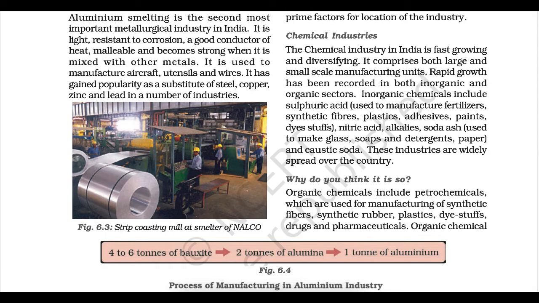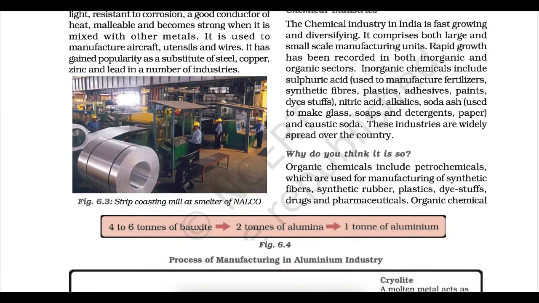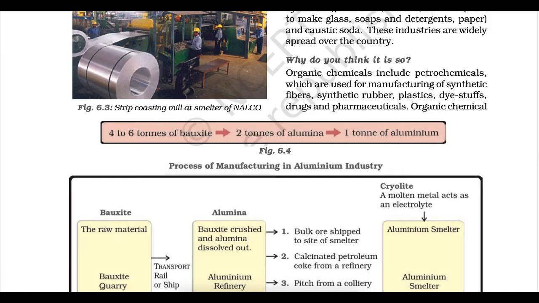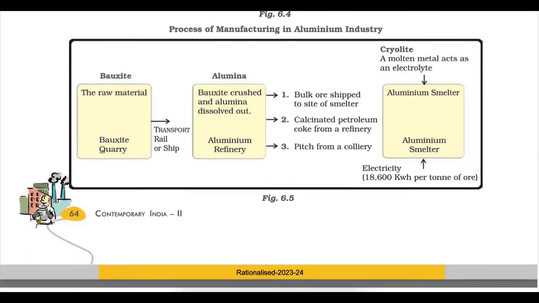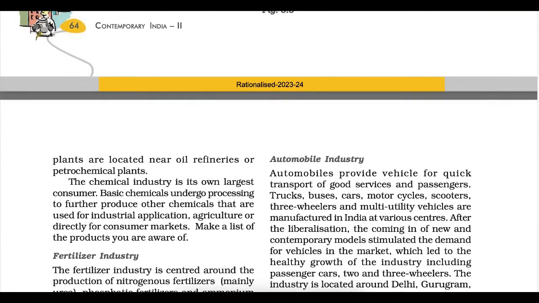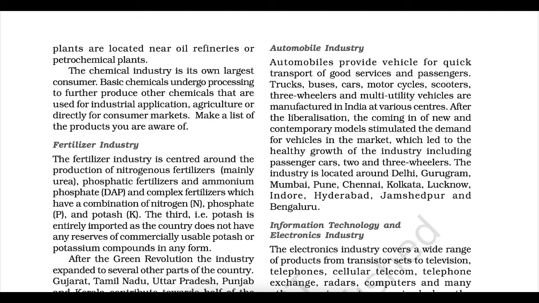Why do you think it is so? Organic chemicals include petrochemicals, which are used for manufacturing of synthetic fiber, synthetic rubber, plastics, dye stuffs, drugs, and pharmaceuticals. Organic chemical plants are located near oil refineries or petrochemical plants. The chemical industry is its own largest consumer. Basic chemicals undergo processing to further produce other chemicals that are used for industrial application, agriculture, or directly for consumer markets. Make a list of the products you are aware of.